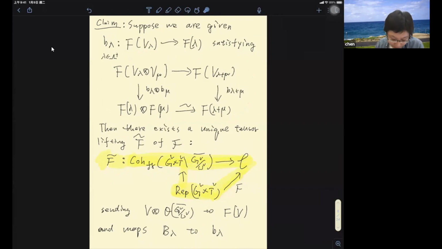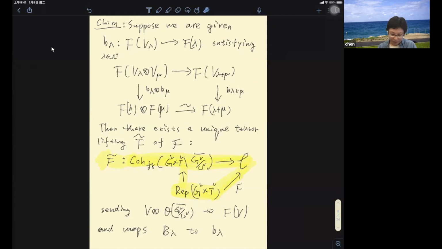Then the claim is that there is a tensor lifting of our functor F to the quotient stack of the affine closure of the basic affine space to C. So to construct such a lifting, all you need is this arrow, and this arrow satisfies these Plücker relations. And moreover, this functor on the level of objects just sends this free object to F V.